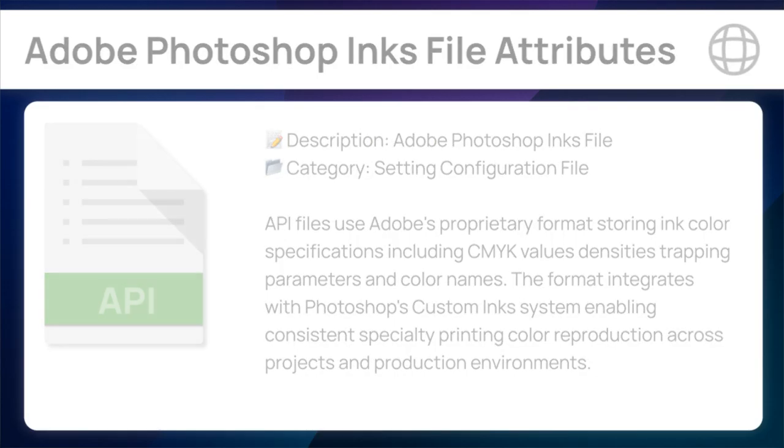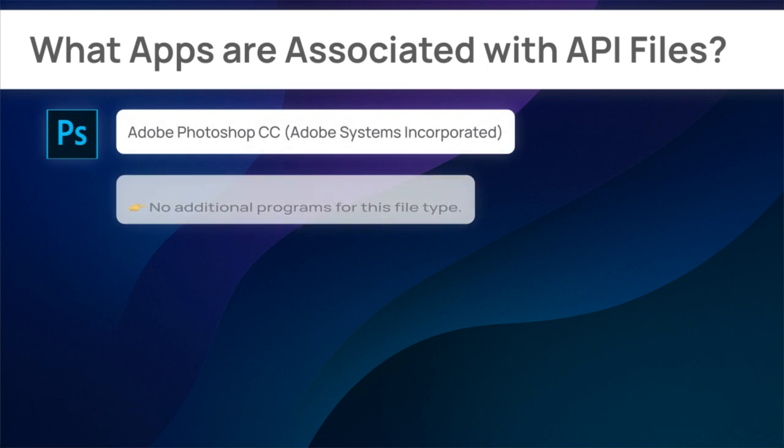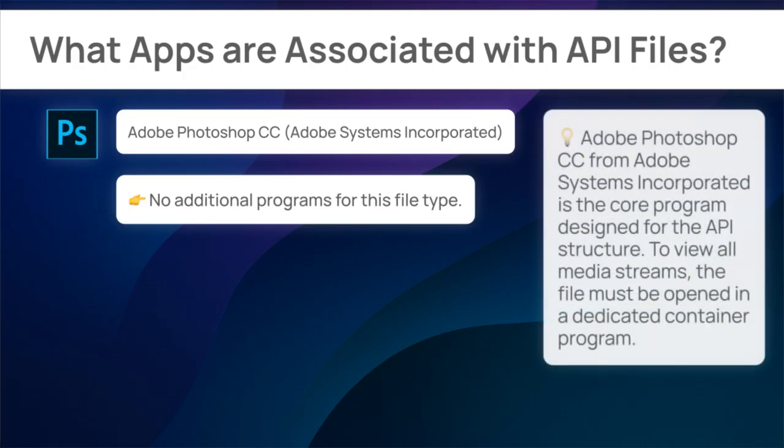production environments. The default, recognized opener for API files is known to be Adobe Photoshop CC from Adobe Systems Incorporated. To view all media streams, the file must be opened in a dedicated container program. Windows offers only basic viewing, so tools or documentation are needed to interpret them correctly.